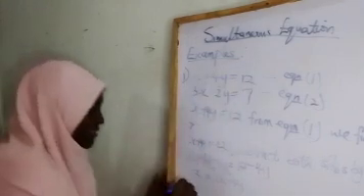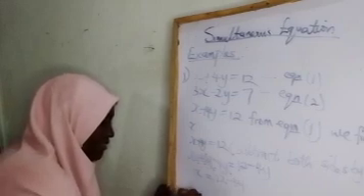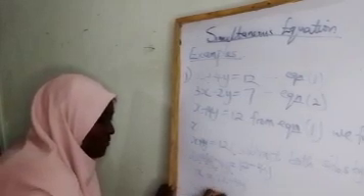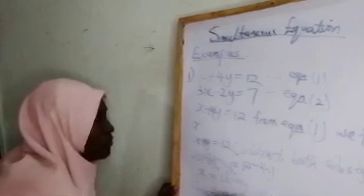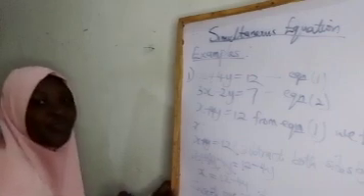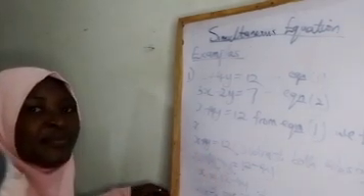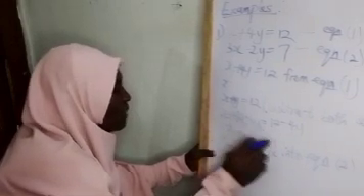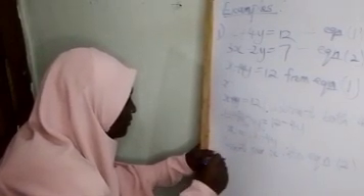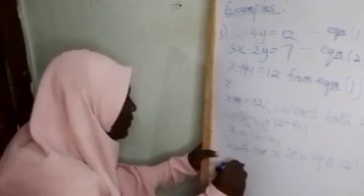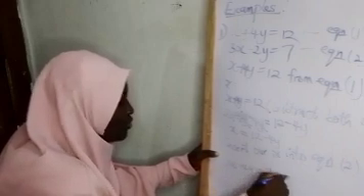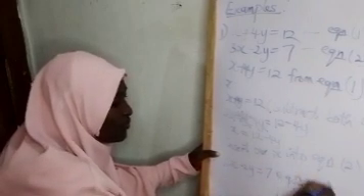So we now insert our x into equation 2. By doing that, anywhere we see x here, our x will be 12 minus 4y. So we say 3x minus 2y equals 7 in equation 2. So we insert our x.